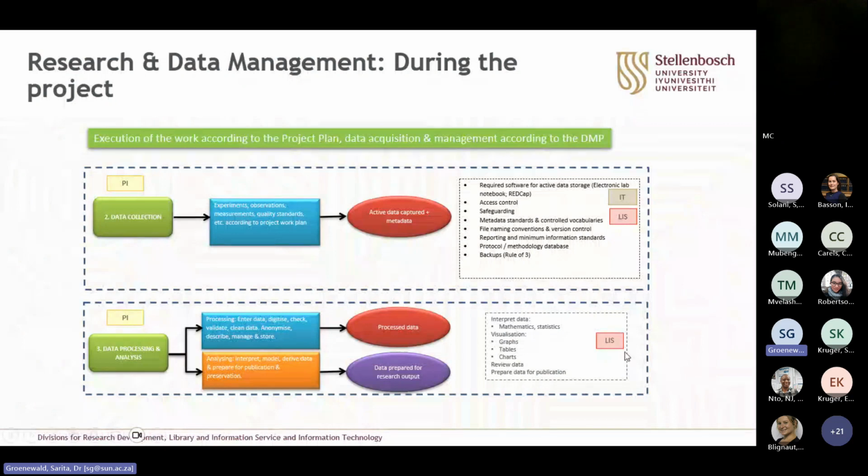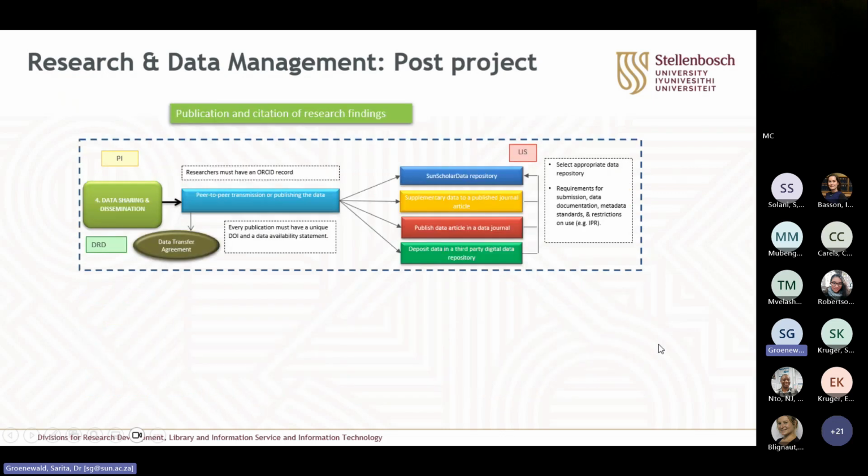And the Library Information Service will be able to help researchers to interpret the data and the different statistics and mathematics that will be needed there. And then visualization of the data can also be, they can also get assistance from the Library Information Service. Publication and citation of research findings will be at the end of the project, and this is where the data will be shared or disseminated.